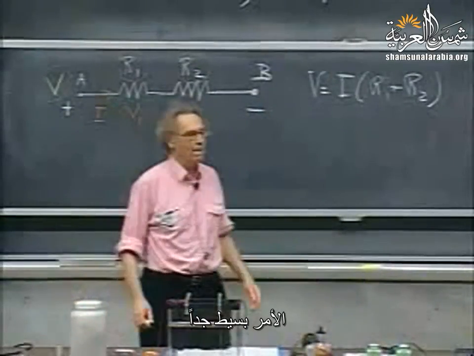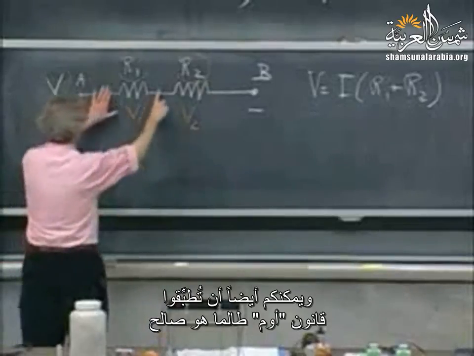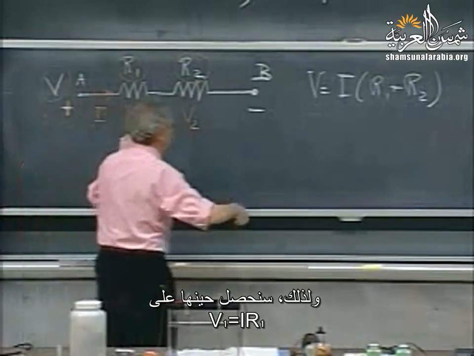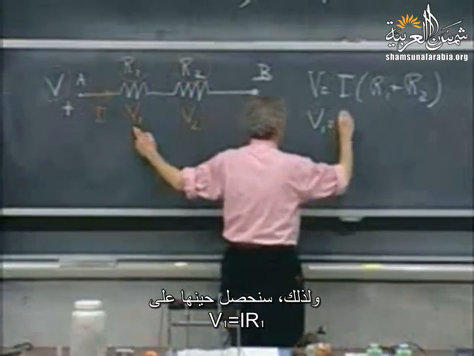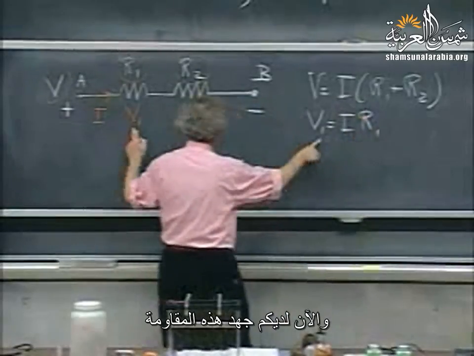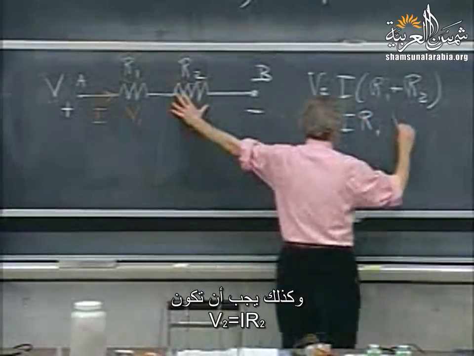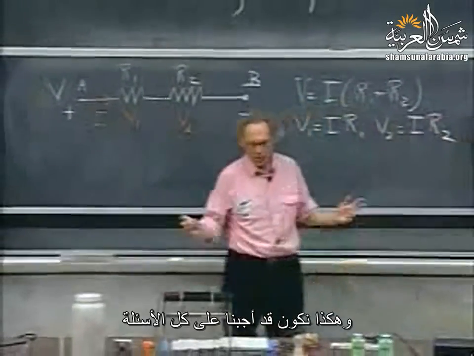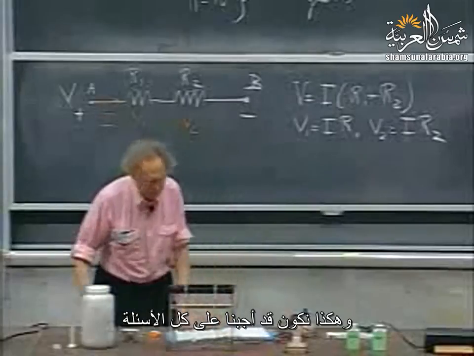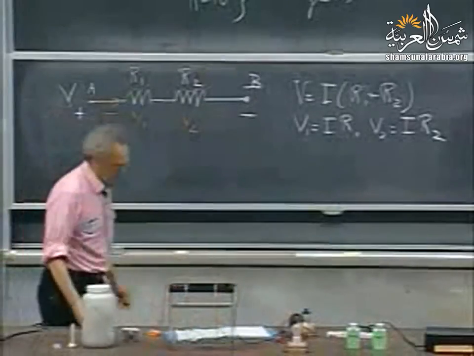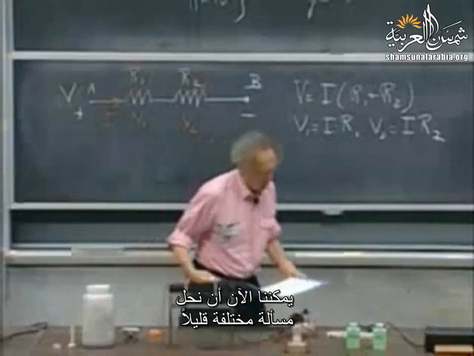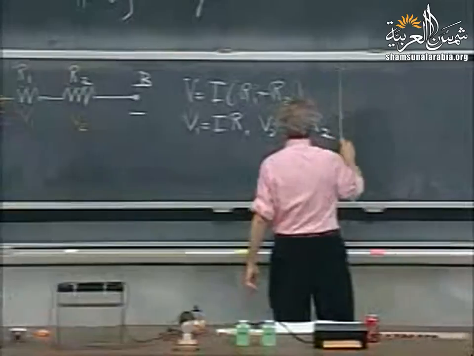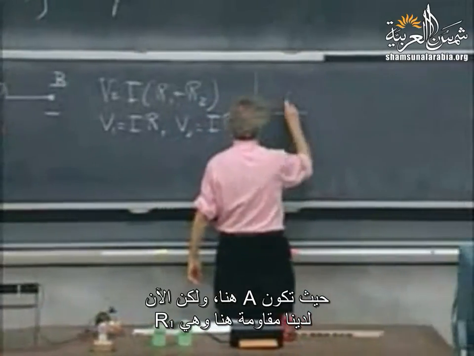Very simple. You can also apply Ohm's law, as long as it holds, for this resistor alone. So then you get that V1 equals I times R1. So now you have the voltage over this resistor. And of course V2 must be the current I times R2. And so you have solved your problem. All the questions that I ask you, you have the answers to.